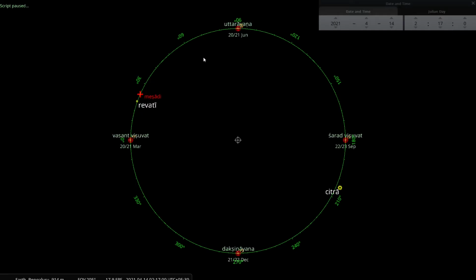On the other hand, we have the other 4 points, the 2 Vishuvats and the 2 Ayanas, which are 90 degrees apart from each other. But these change with time. They drift about 1 degree every 72 years. Very, very slowly they move, but they move.